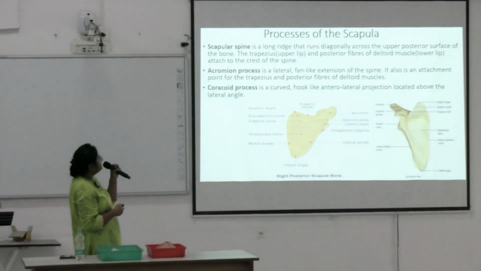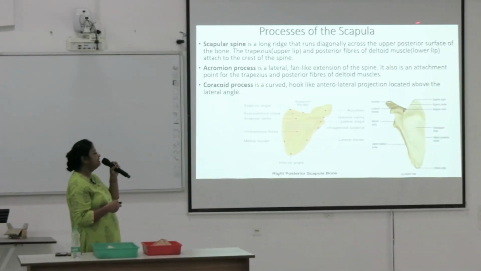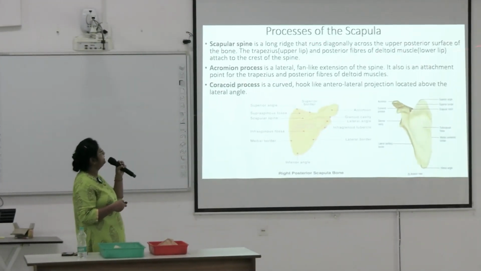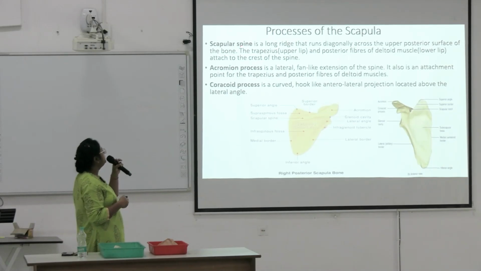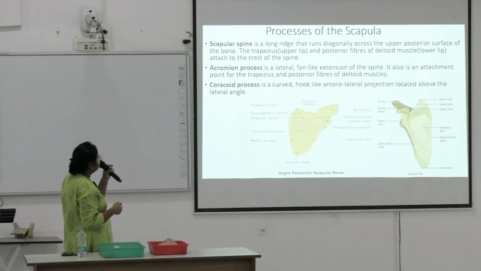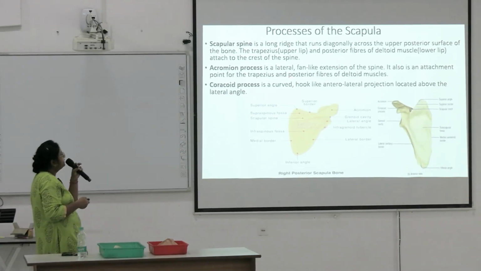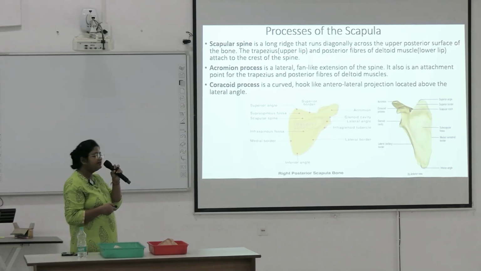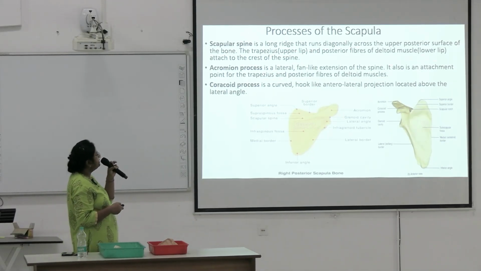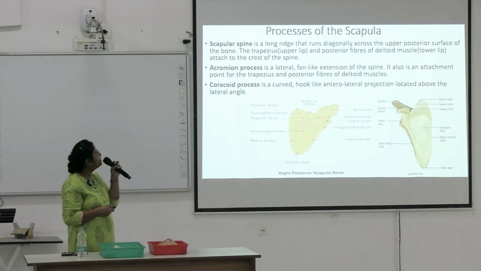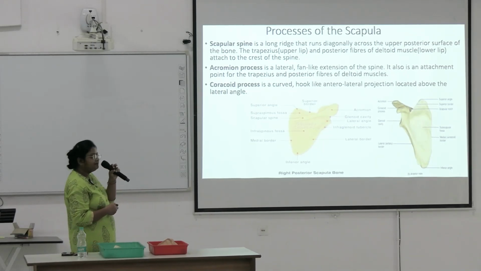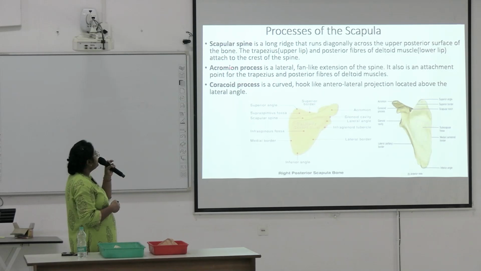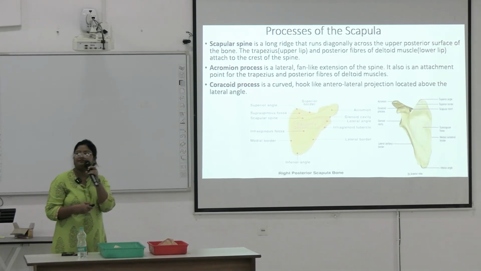It is a long ridge that runs diagonally across the upper posterior surface of the bone, and the trapezius muscle is attached along the upper lip of the crest of the spine, and posterior fibers of the deltoid muscles are attached along the lower lip of the crest of the spine. Next is the acromion process.